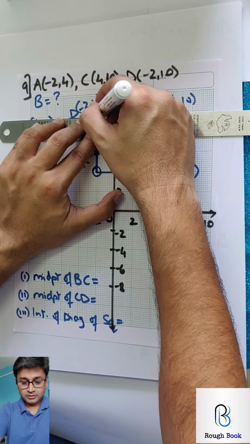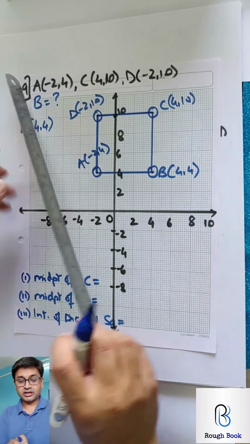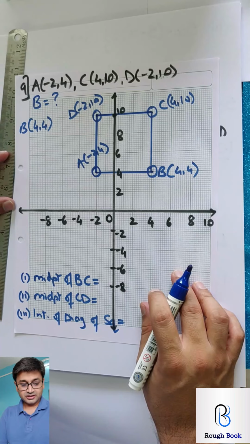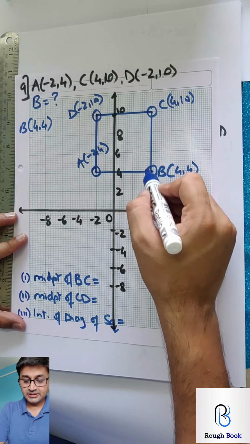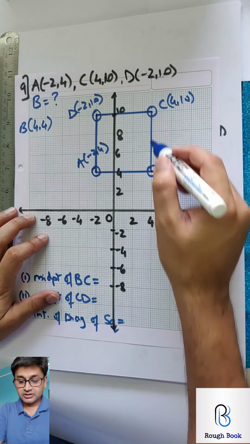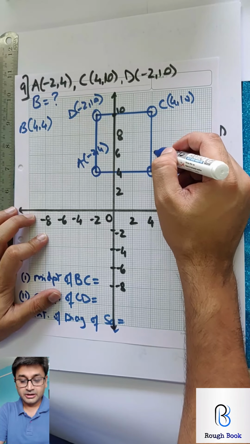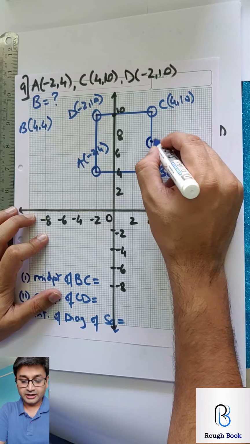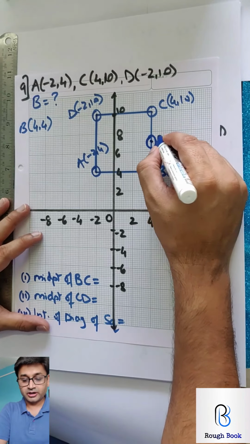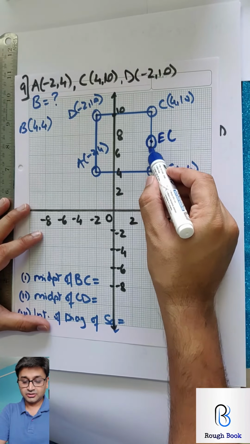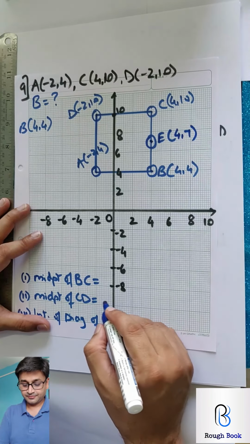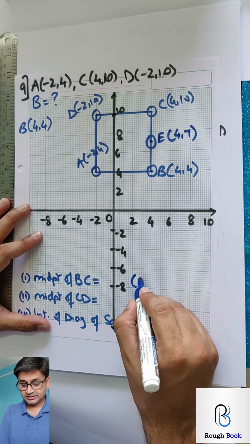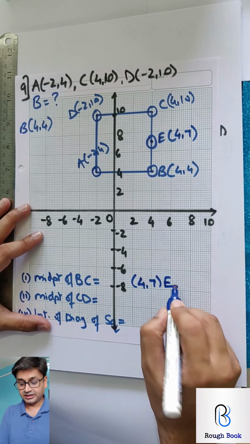So that's your diagram. Now let's look at the other parts of what they have asked. They say find the coordinates of the midpoint of BC. So BC, the midpoint of this. One block up, one block down, the middle block, you will have to take the midpoint of that. Call it some alphabet, let's call it E, and then read the values. Here it is 4 and here it is 7. So 4 by 7. So the midpoint of BC is 4 by 7, that is point E.